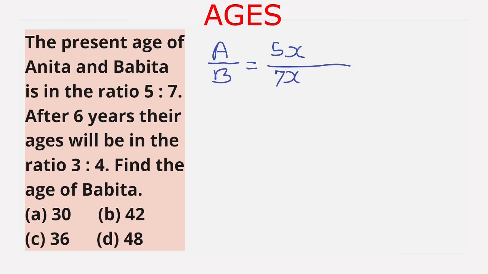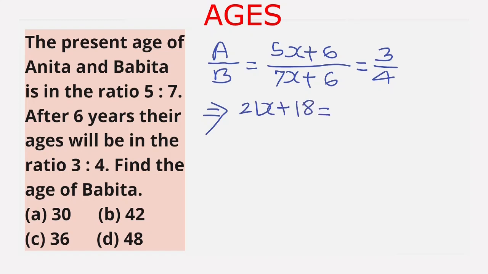This is 5:7. After 6 years, their ratio will be 3:4. So I add 6 to both the ages. So I write 5x plus 6 and 7x plus 6. This is equal to 3:4, and by cross multiplication we get 7 times 3 is 21, so 7x multiplied by 3 is 21x plus 6 times 3 is 18, equal to 5x times 4 is 20x plus 6 times 4 is 24.